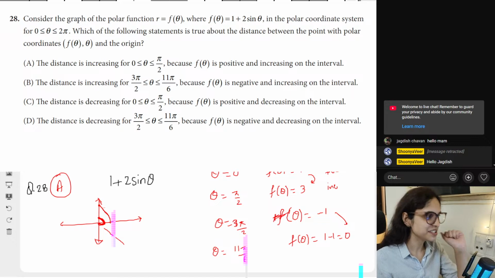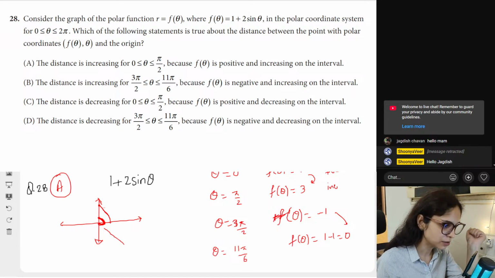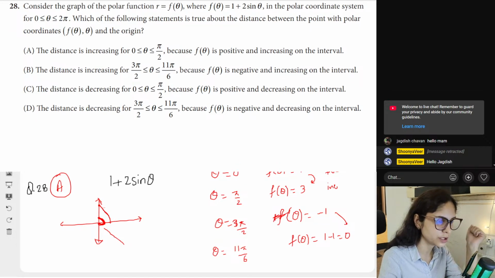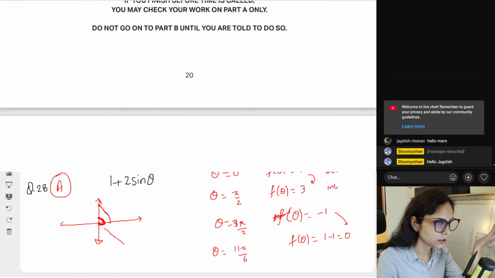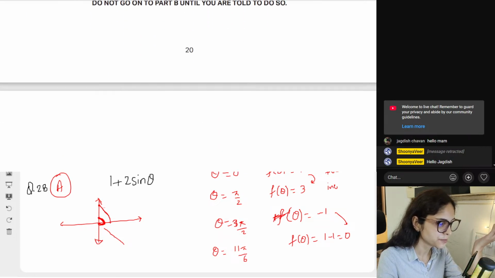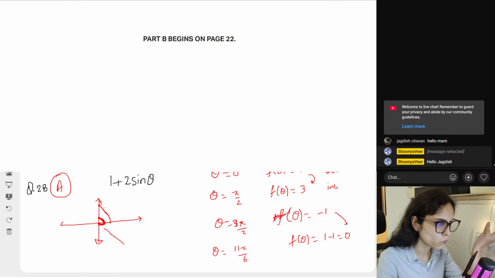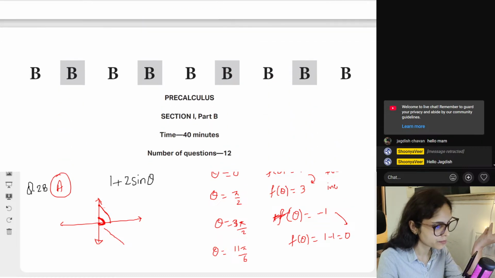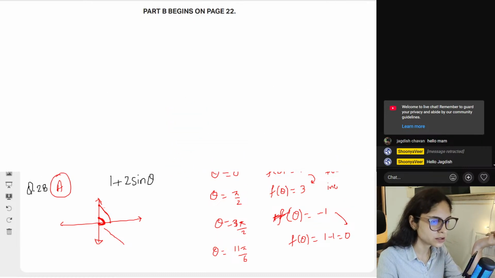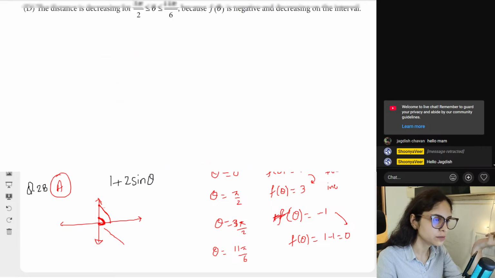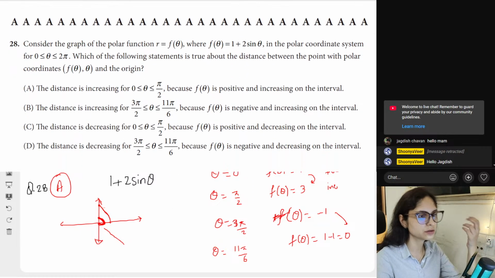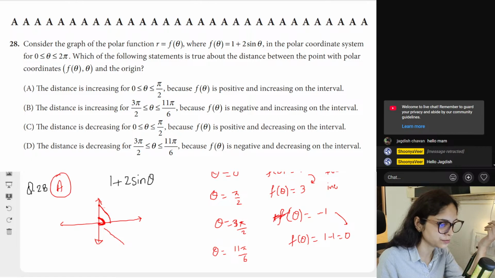Yeah, and that is it. We have done all the non-calculator questions. I'm running out of time, so the second part, the 12 questions, we'll do next time. That is the calculator section. It'll be comparatively easier, because the use of a calculator is allowed.